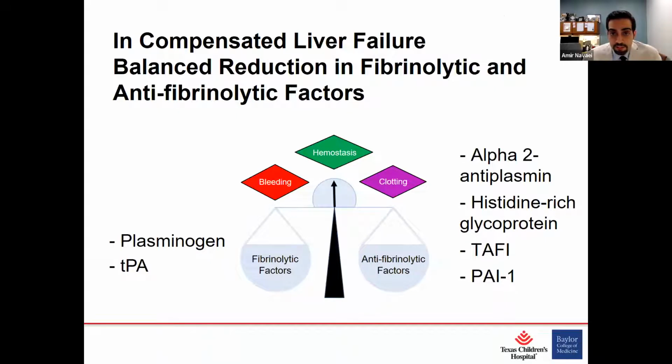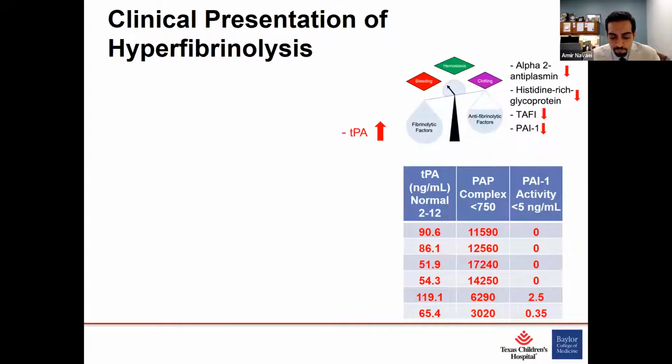Similar to other coagulation factors, fibrinolytic and anti-fibrinolytic factors are also in a balanced state. Fibrinolytic factors being plasminogen and tissue plasminogen activator, and anti-fibrinolytic factors being alpha-2 antiplasmin, histidine-rich glycoprotein, thrombin activatable fibrinolysis inhibitor, and plasminogen activator inhibitor 1. In more advanced liver failure, as the clearance of tPA by the liver decreases, we see an increase in the tPA in the plasma, and also a further decrease in the anti-fibrinolytic factors.